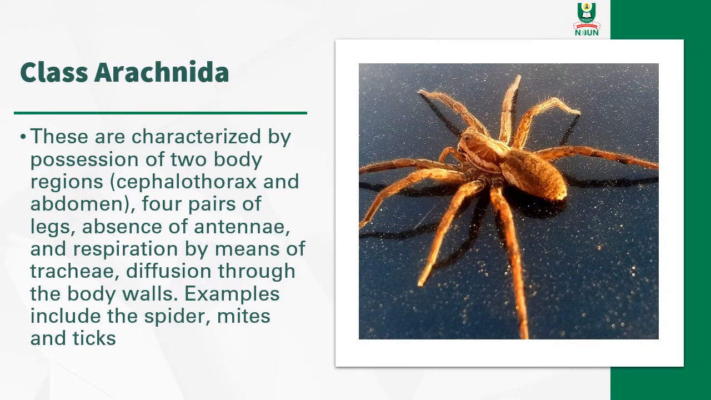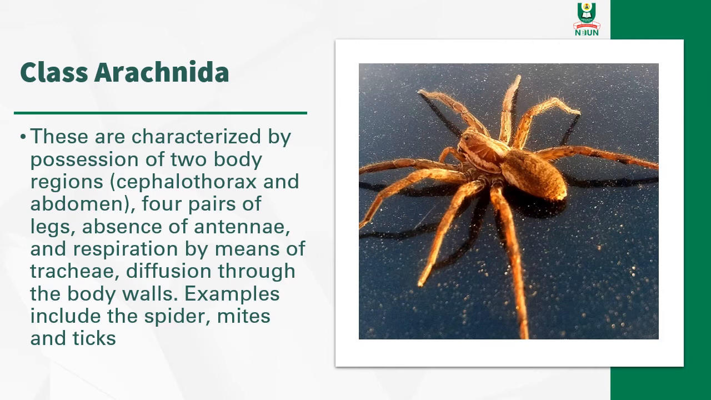Moving on, we have the class Arachnida, and they are characterized by two body regions. Unlike the class Insecta, these ones have two body regions. You can see here the cephalothorax, okay, and the abdomen. We have the head fused to the thorax. So you have the cephalothorax and the abdomen.